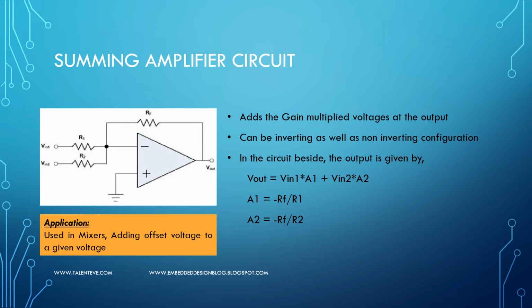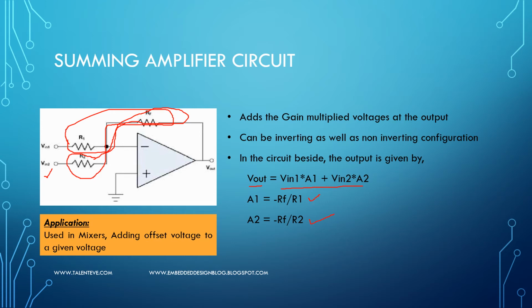The output is nothing but the multiplication of the gain of the corresponding resistors into the input voltage, plus the gain of this circuit into V2. That means the output voltage is nothing but the summation of the gain-applied input voltages, as you can see here. The gain is decided similar to the inverting configuration, which is nothing but the ratio of the feedback resistor to the input resistor. So A1 is RF by R1, and this is RF by R2.